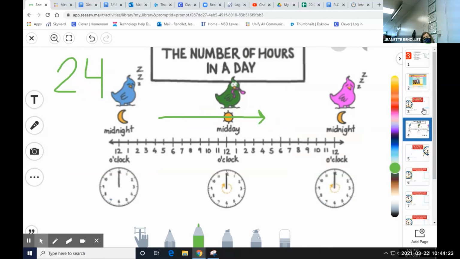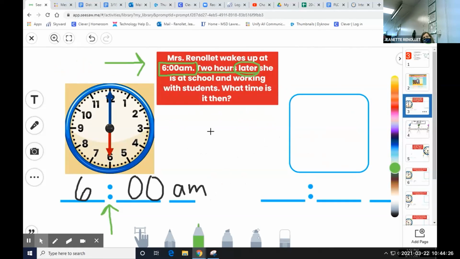I'm going to be adding the time to my start time. My start time is 6 o'clock. And how much time later? Oh, that's right. The text told me 2 hours later. I'm going to add 2 hours to find out what time it is now. You can line it up just like this with your ones, tens, and hundreds to determine what time it is now. Today, you're going to prove your work by showing the clock.